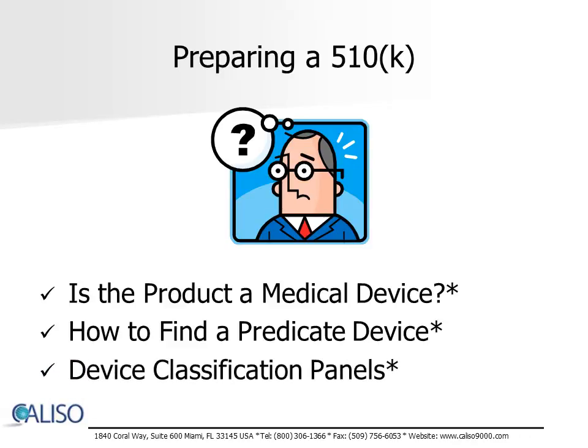Your next step is to determine the classification of your device, which will help you determine if it requires submission or not. A helpful link for this is Device Classification Panels. Most Class 1 devices and a few Class 2 devices are exempt from pre-market notification requirements subject to the limitations on exemptions.